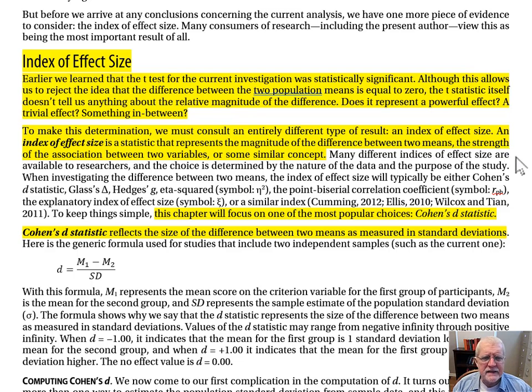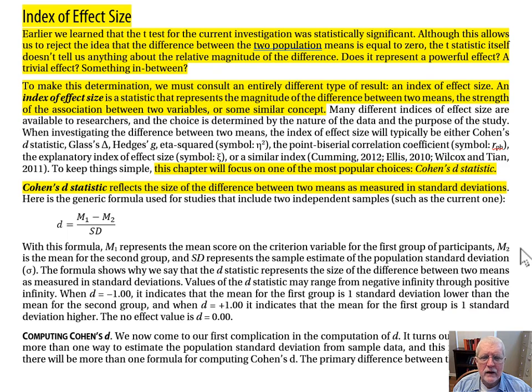An index of effect size is a statistic that represents the magnitude of the difference between two means, the strength of the association between two variables, or some similar concept. This chapter is going to focus on the most popular choice for this kind of research design. Cohen's d statistic will be our index of effect size. Cohen's d reflects the size of the difference between two means as measured in standard deviations. And I provide the generic formula for Cohen's d there.